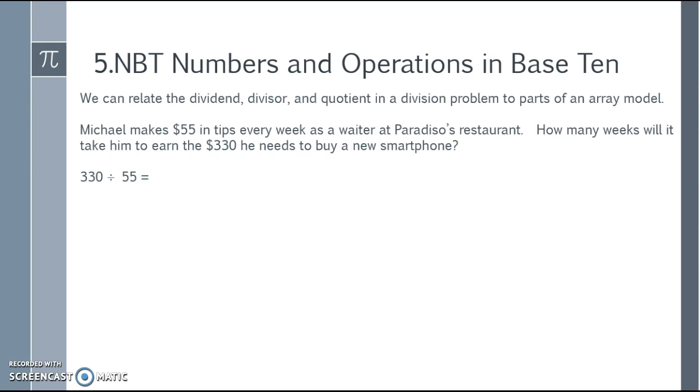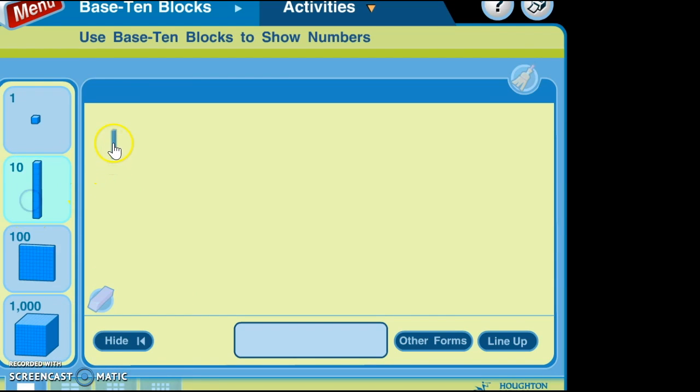330 divided by 55 is how many? So how many groups of 55 can we make? Let's use our base 10 pieces to know how many groups of 55 I can make. 1, 2, 3, 4, 5.